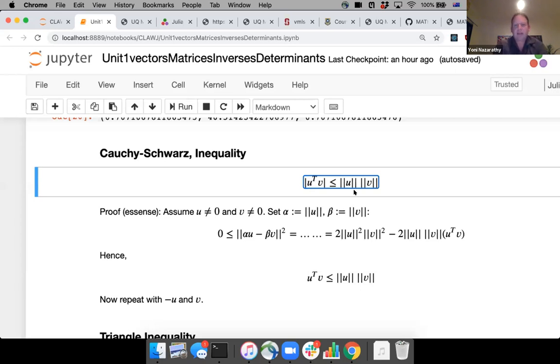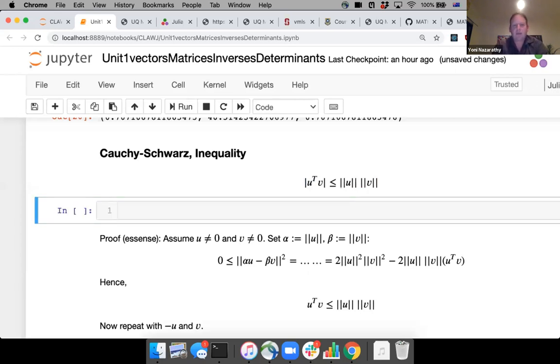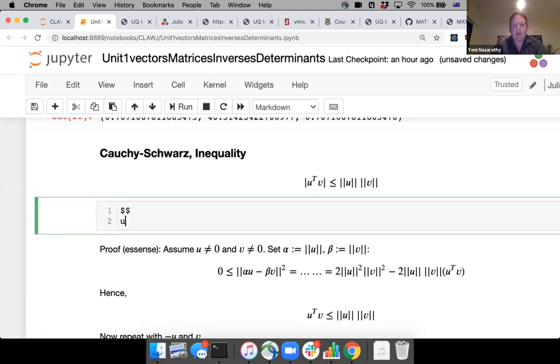Now, you might see the inequality in a different form. Let me write the different form. I'll write it just like that. What you'd have is U transposed V squared, less than or equal to the norm of U squared, times the norm of V squared. This is how I do it in LaTeX, and sometimes I put in a tilde, just to add a bit of space.